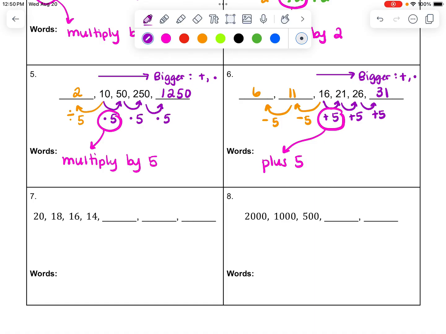For problem number 7, I go from 20 to 18, I subtract 2. Since minus 2 works every time, I can continue to minus 2. And so my words would be minus 2.